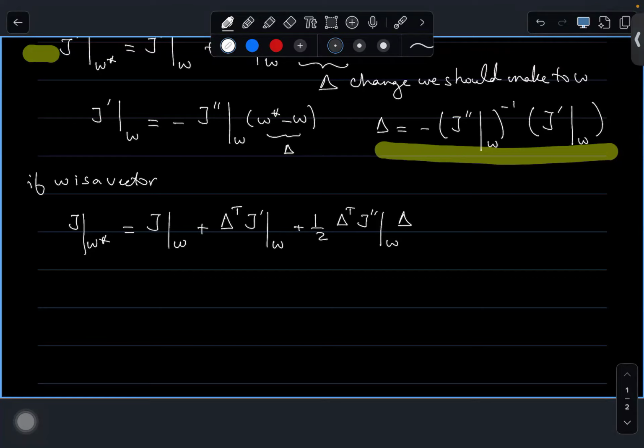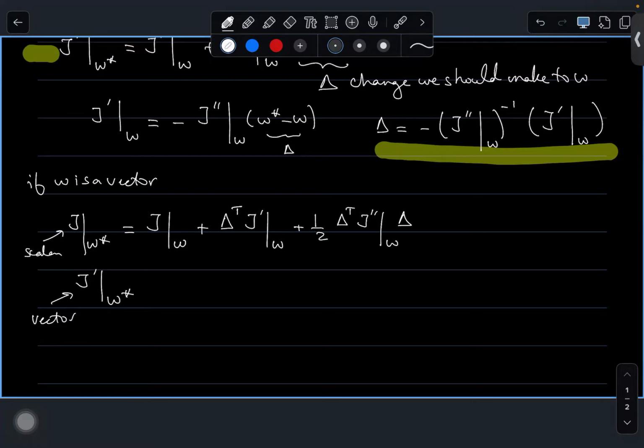That's the Taylor series expansion of my cost J with respect to W star. So the first derivative, the same way we just did before, the first derivative of J with respect to W evaluated at W star. So now this is a vector, whereas this was a scalar. So I just found the derivative of my cost function with respect to W.